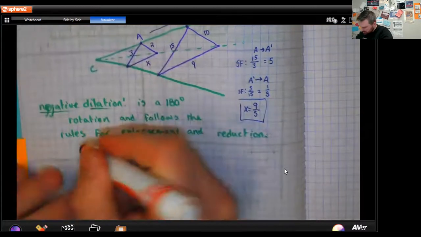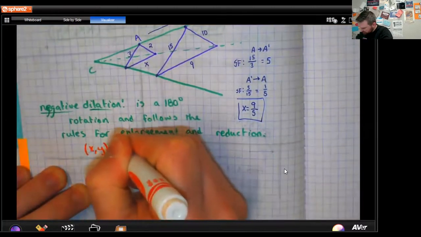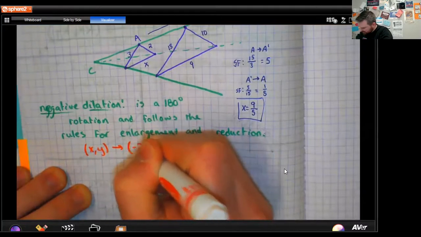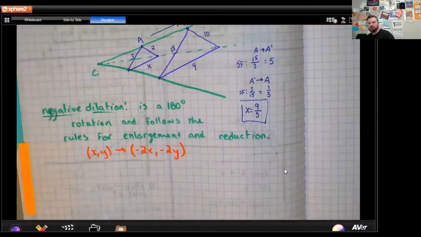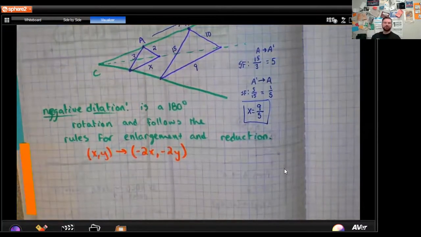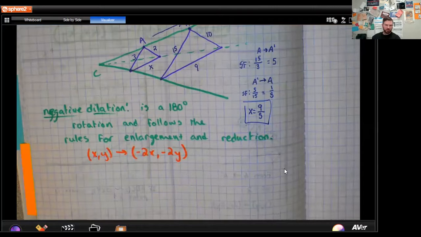Let's say we're going to look at this rule. X, Y goes to negative 2x, negative 2y. Okay, so the negative tells us it's a 180-degree rotation. Okay, and the 2 means that I have a scale factor of 2, which means it's going to double in size. It's an enlargement here.